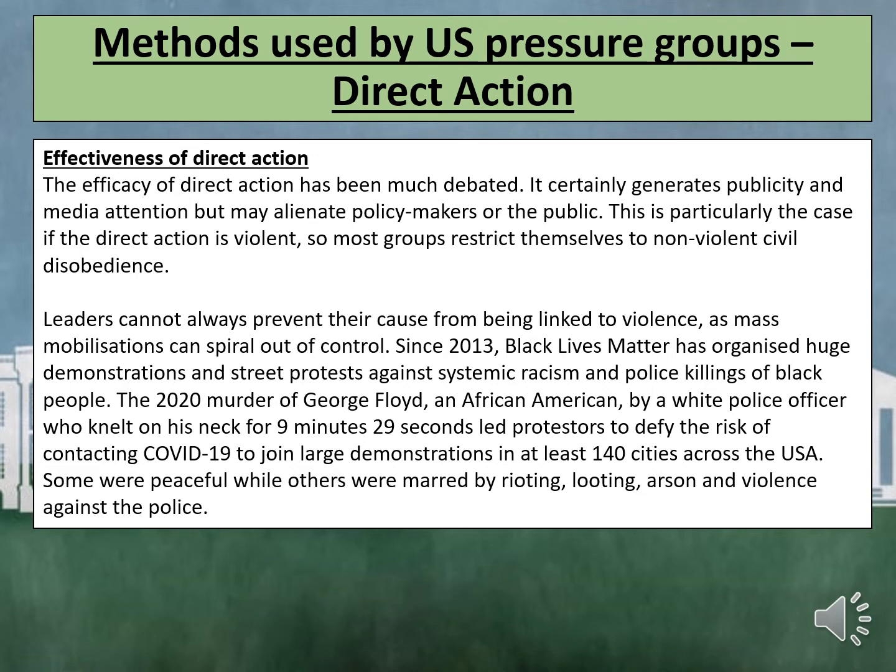Since 2013, Black Lives Matter has organised huge demonstrations and street protests against systematic racism and the police killings of Black people. The 2020 murder of George Floyd, an African American, by a white police officer who knelt on his neck for 9 minutes and 29 seconds, led protesters to defy the risks of contracting COVID-19 to join large demonstrations in at least 140 cities across the US. Some were peaceful, while others were marred by rioting, looting, arson, and violence against the police.